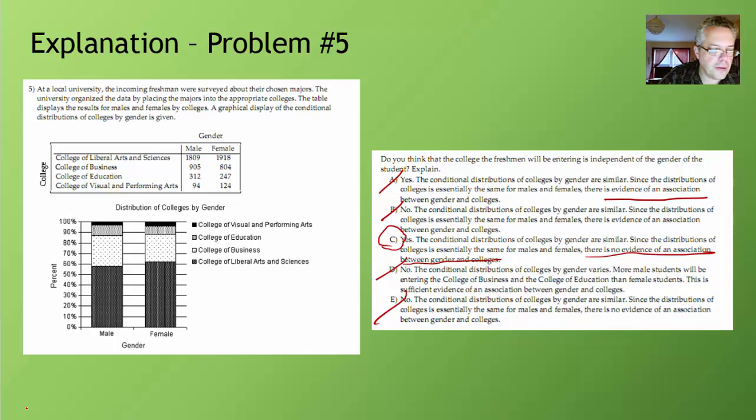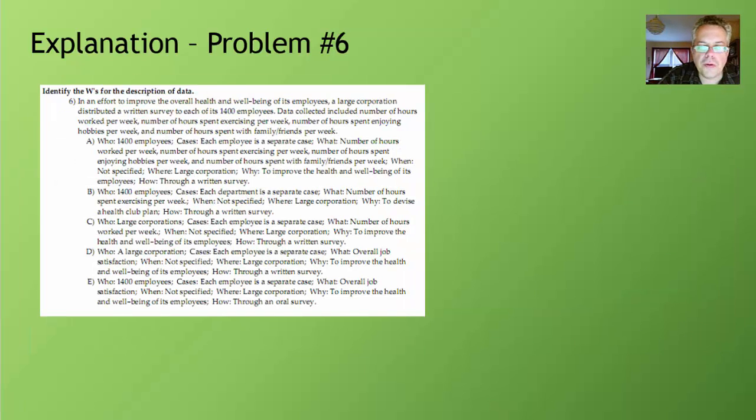All right, we have two left. This one is the who, what, when, where, and why. And again, it's just about careful reading. It says a survey was given to 1,400 employees. So the who are the 1,400 employees. So we can get rid of the questions that say the who is the large corporation. The large corporation gave the survey, but that's not who the data was collected about. It's collected about employees. We can get rid of B already because it says each department is a separate case. No, the people were separate cases. So each employee was a case. All right, that brings it down to 2.